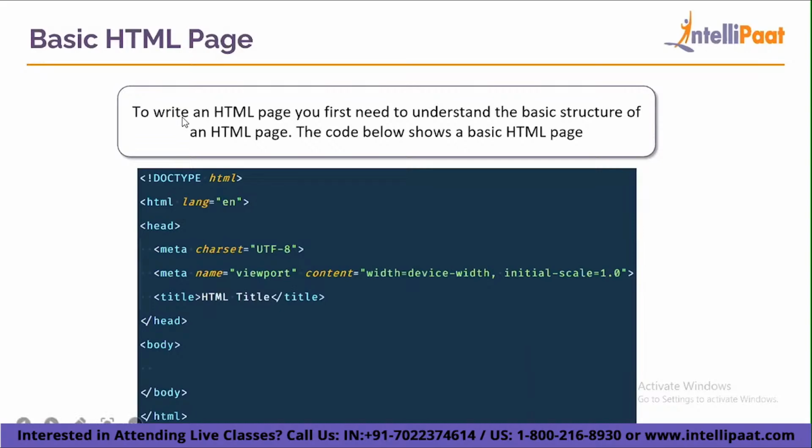To write an HTML page, first you have to understand the basic things. Why do we have to write this tag? What is the functionality of this tag? All these things you have to understand. So the code below shows the basic HTML page. First we have a doctype HTML tag. HTML lang equals en. And next the head tag, meta tags. These two are the meta tags, and their functionalities are different. I'll explain that. And the title tag, head tag closed. And again we have the body tag, and correspondingly they have closed the body tag and HTML tag.